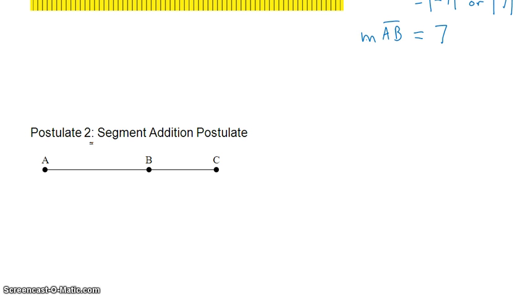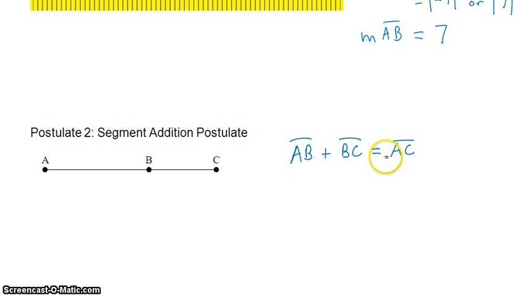Postulate 2 is the segment addition postulate. It allows us to add segments together. Now when we add a segment, like segment AB, to segment BC, a segment plus a segment is going to give us a bigger segment. In this case, segment AC. And that makes sense. A segment plus a segment is going to be that bigger segment.